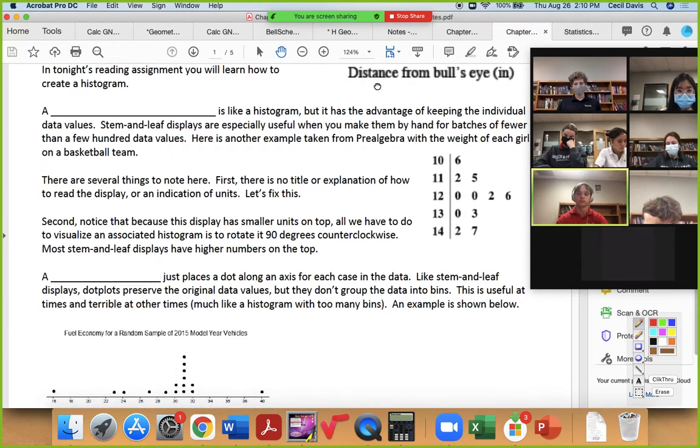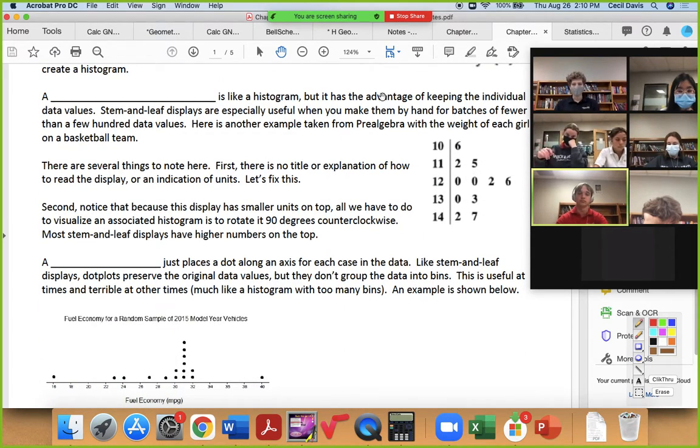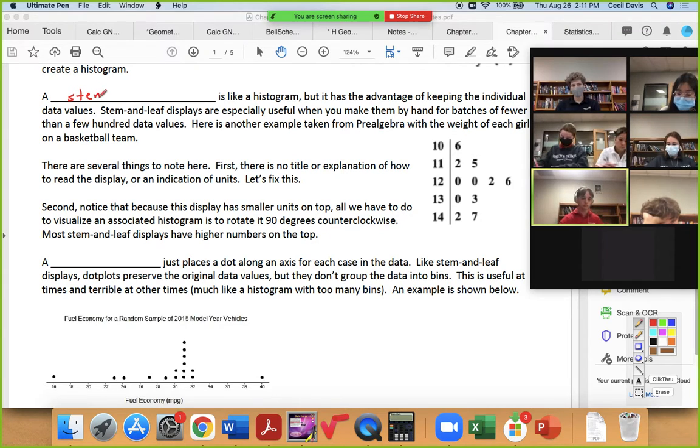Something that's like a histogram, but keeps the individual scores for us, and we did this again in 7th grade, is a stem and leaf display. Or if you call it a stem and leaf plot, that's fine. Your book calls it a display. I don't really care. I guess the reason you don't call it a plot is because it's not a graph. A plot is always a graph.